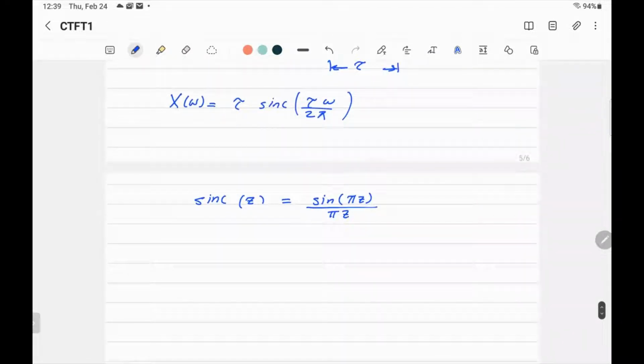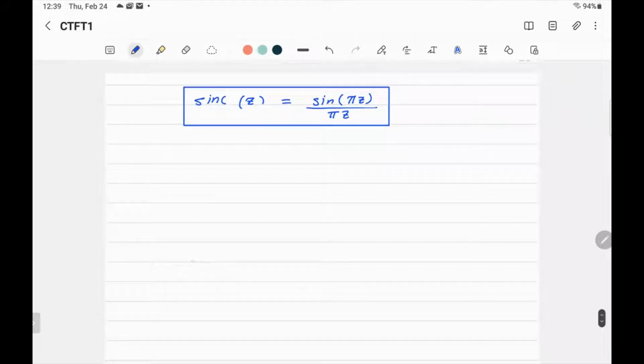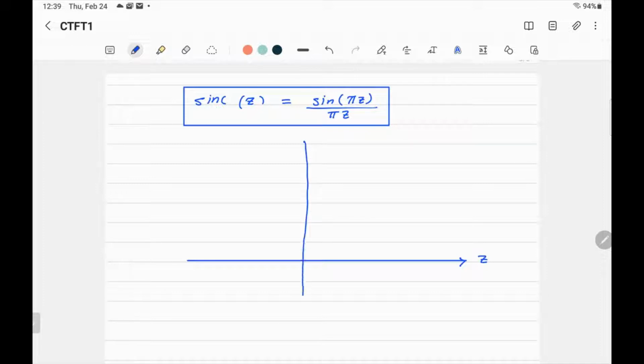We can sketch it. To sketch this function, we'll have an x-axis according to z. If you substitute z equals 0, the first thing, what do you get when z equals 0? It'd be sine 0 over 0, right? What is the value of sine 0 over 0?